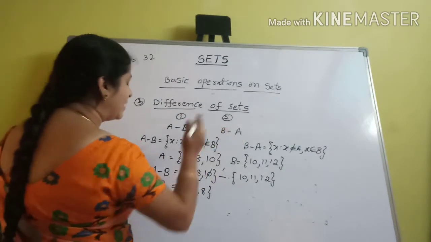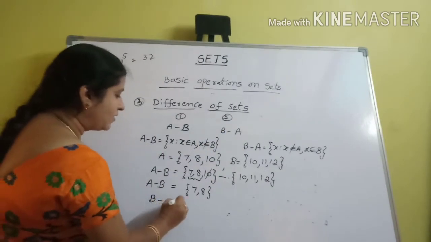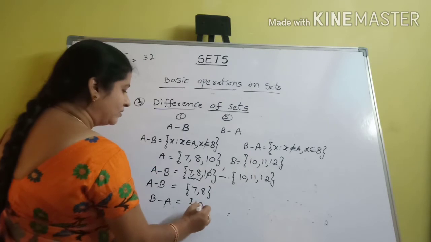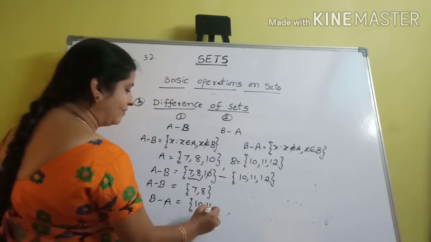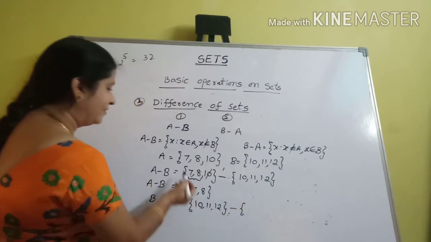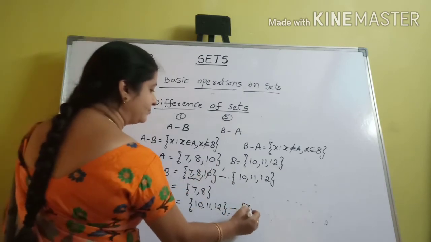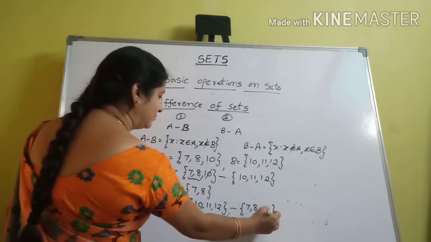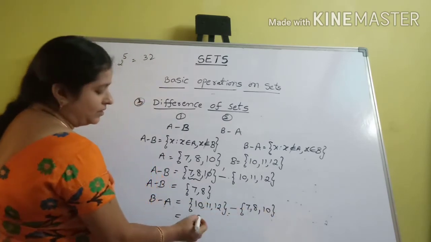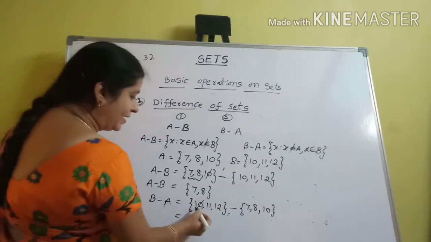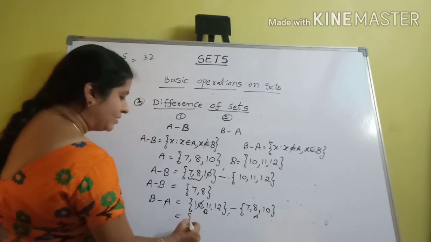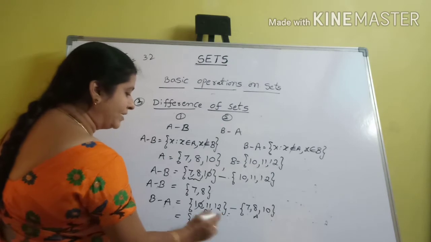The next one, B minus A. What is the value of B minus A? For B minus A, first you have to write the set B here. Set of 10, 11, 12 minus set A, 7, 8, 10. So what is the common element here and here? 10 is the common element. Just strike the common element in B. So what are the remaining elements in B? Set of 11, 12 are the remaining elements in B.